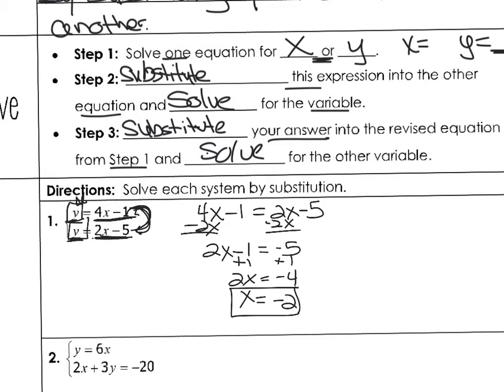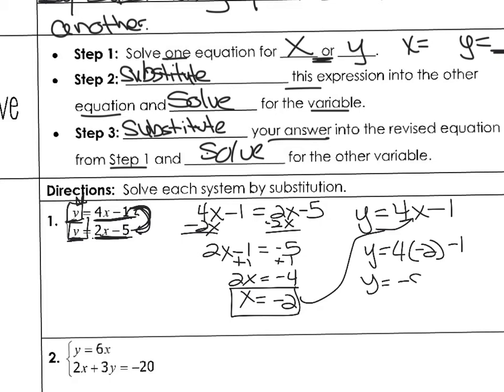So I can take either one of these equations. So I'm going to take the first one up here, y equals 4x minus 1. And I'm going to substitute that x with negative 2. So y equals negative 8 minus 1. So y equals negative 9. All right, so there's our solution.